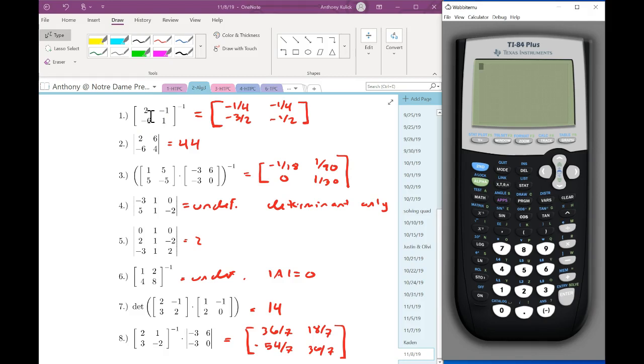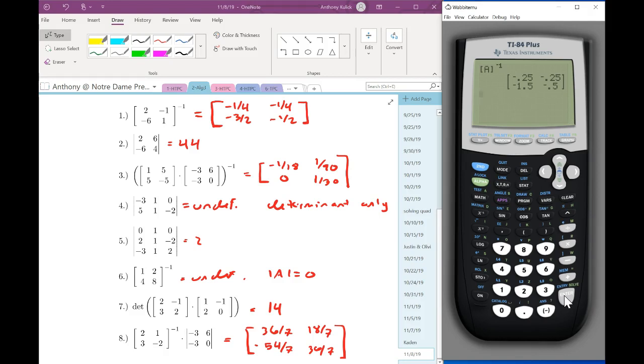So to do the inverse, I'm going to press second and the matrix button. I'm going to select matrix A by pressing enter, and then press the x to the -1 button, which is the same button as the matrix button without pressing second beforehand, and then just press enter. Notice here that the calculator has given me an answer as a decimal.